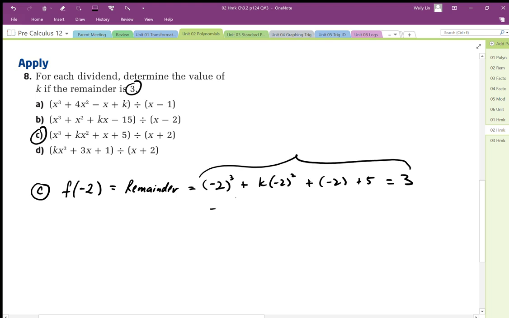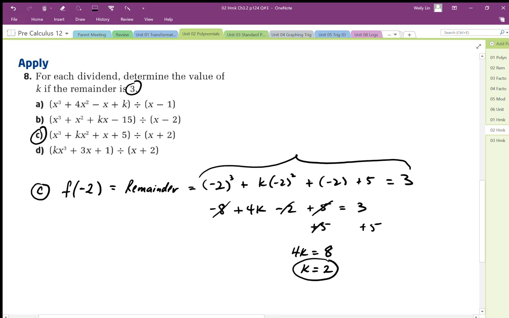Then, simplifying this out, I get 4k minus 2 plus 5 equals 3. So I'm going to end up with negative 5 on this side, so I'm going to add 5 to this side, add 5 to this side, and those all cancel out. So I end up with 4k is equal to 8, and that makes k equal to 2.